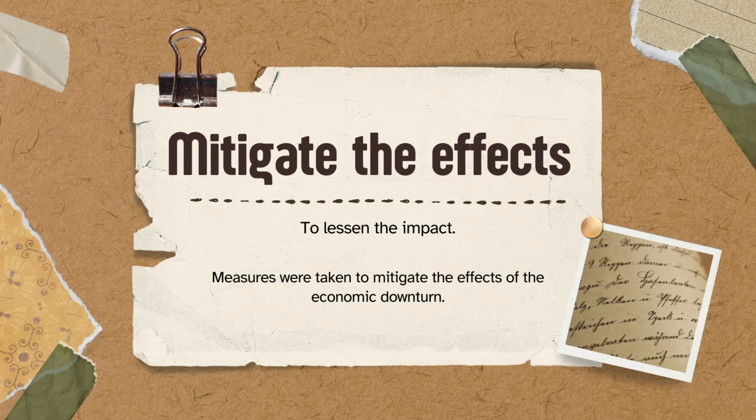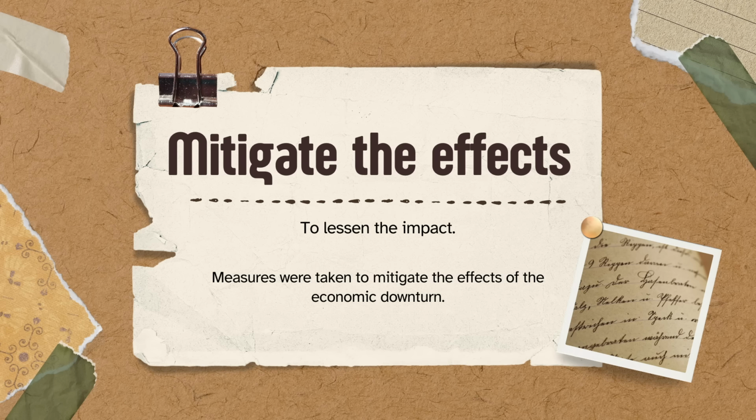Next one is mitigate the effects, which means to lessen the impact. So another way to think about this might be to take measures to minimize harm or negative consequences. So you're trying to minimize negative consequences or harm. Let's take the first example. Measures were taken to mitigate the effects of the economic downturn.